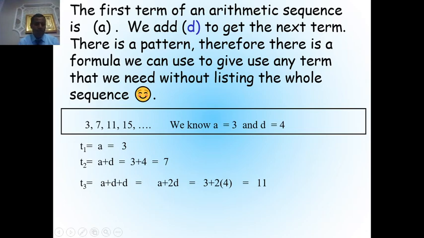Then you can see that this is T3, it will be a plus 3 minus 1 all multiplied by d. Now let's generalize for the nth term of this arithmetic sequence. We can write Tn equals a plus n minus 1 all multiplied by d. Then T4 equals a plus d plus d plus d, which equals a plus 3d, equals 15, and so on.